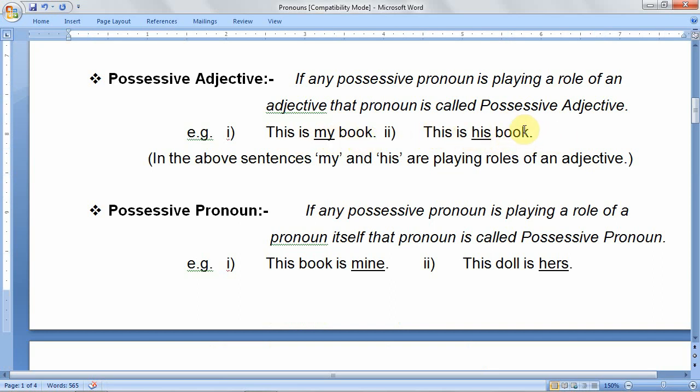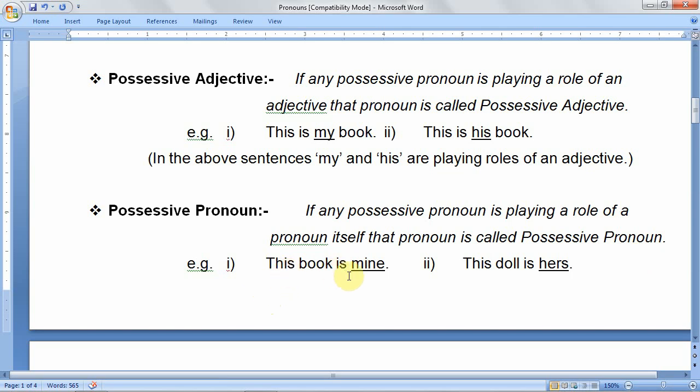This is his book. This possessive pronoun came before a noun. That's why it is an adjective. In the above sentence, my and his are playing the roles of an adjective. That's why they are possessive adjectives. Now whenever these words play the role of pronouns, if any possessive pronoun is playing the role of a pronoun itself, that pronoun is called a possessive pronoun.